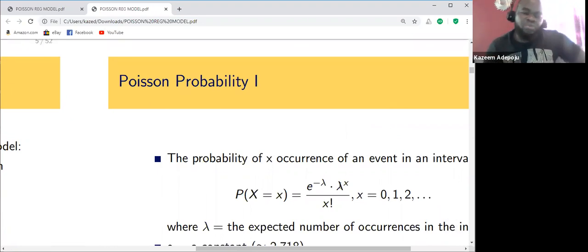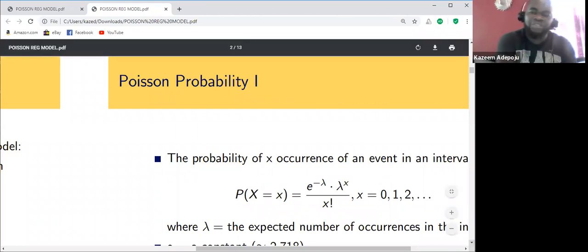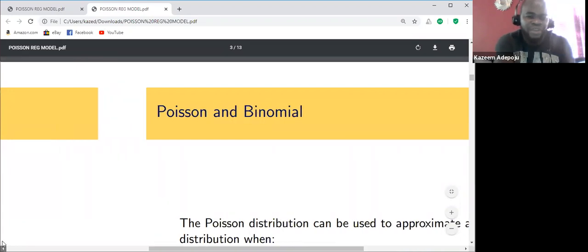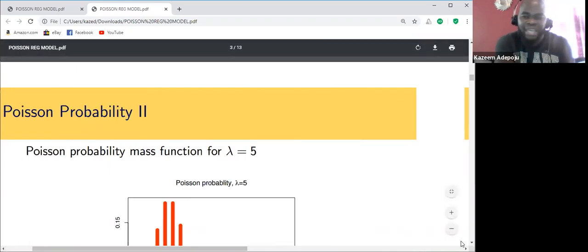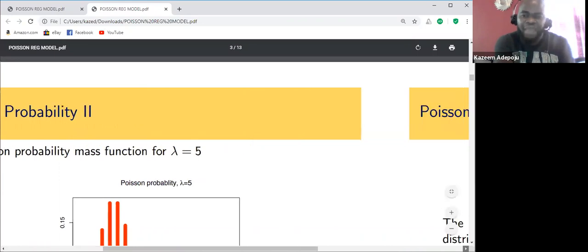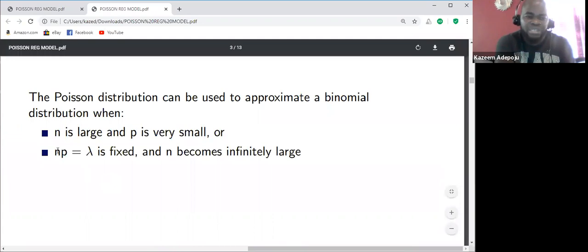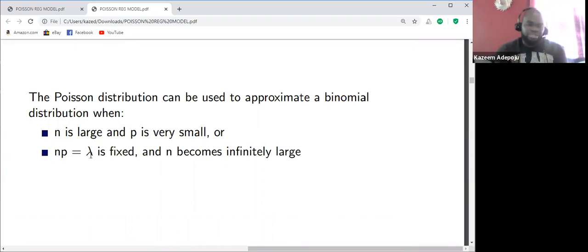So what I am trying to say is that for a binomial distribution, when the sample size is large and the probability of the characteristic of interest is very, very small, then when I multiply n by p, it will give us lambda. Lambda here is fixed, and lambda here is a rate parameter.